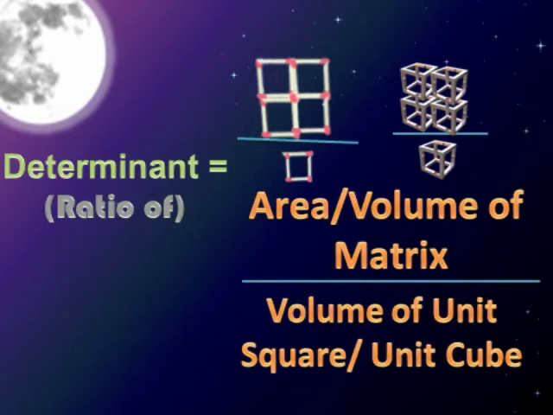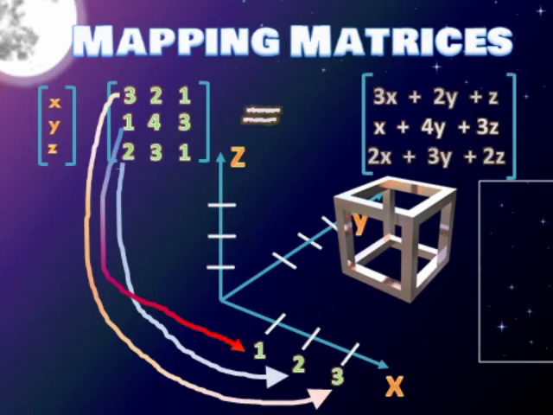As far as I have seen, 2 by 2 matrices denote a 2-dimensional matrix and 3 by 3 matrices denote a 3-dimensional matrix. When you are dealing with a 2 by 2 matrix, you are comparing the area of your matrix compared to that of a unit square. When you are dealing with a 3 by 3 matrix determinant, you are comparing the volume of your matrix or the object that the matrix represents to that of the volume of a unit cube.